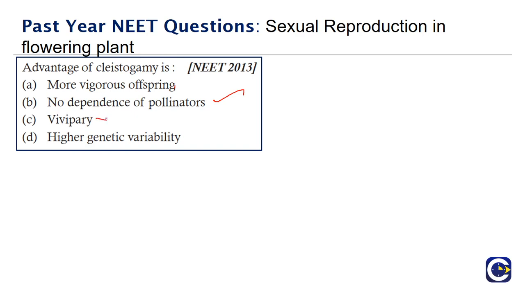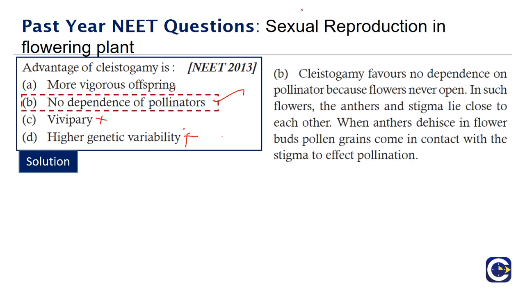Vivipary, no, there is no egg production, so that does not occur here. High genetic variability, no, because it occurs between the same species, in the same flower and the same plant, so there is no genetic variability. So the correct solution is no dependence on pollinators. Cleistogamy favors no dependence on the pollinator because flowers never open.